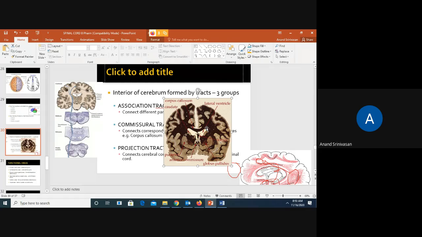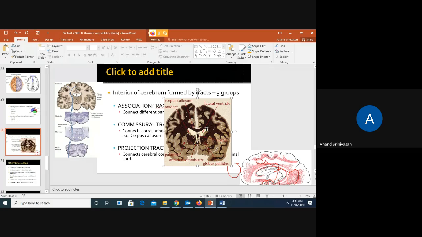Or say you are going to hit a nail on a wall. What happens? Your left hand catches the nail, and in the right hand, you hit with the hammer. So there needs to be a coordination between the right hand and the left hand.